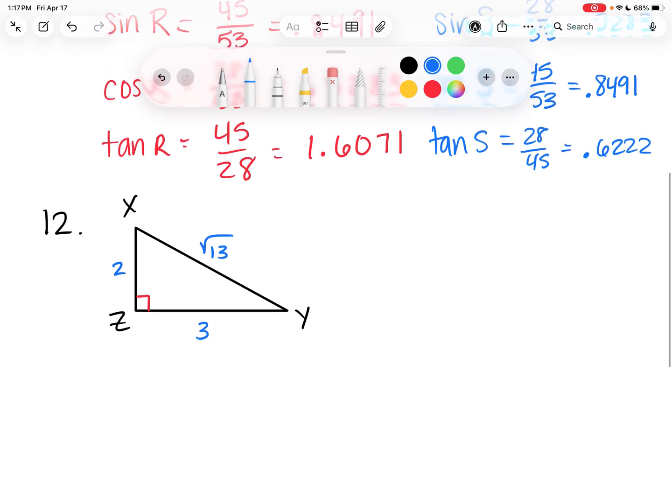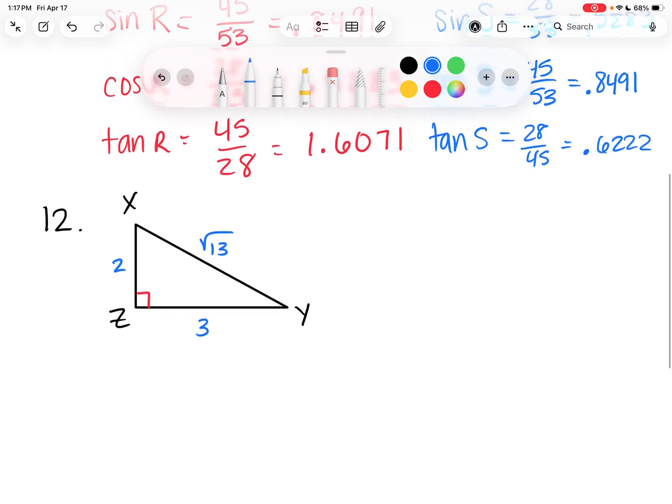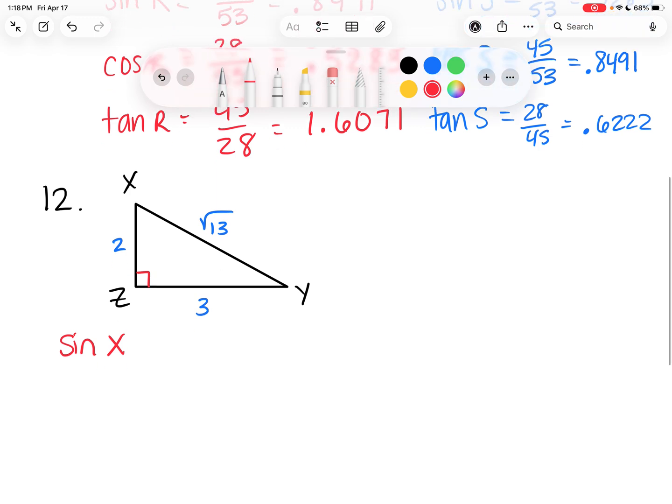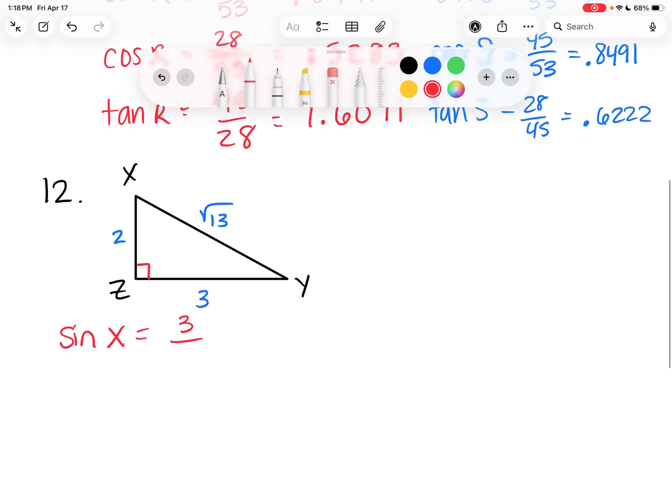All right, so do we want to start with X or Y? I don't care. All right, sine of X. So we've got opposite, 3 over the square root of 13. I'm assuming most of you know where your square root button is. 0.8321.